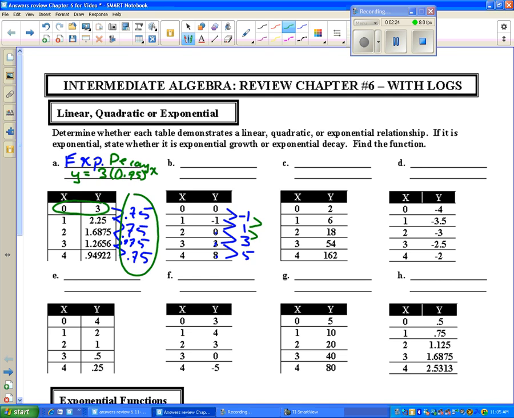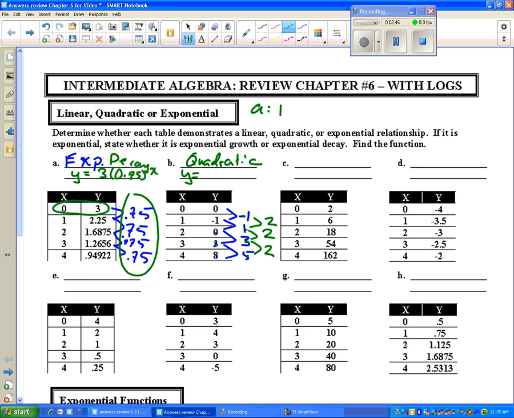Let's see if it's quadratic. 1 minus a negative 1 is 2. 3 minus 1 is 2. 5 minus 3 is 2. So this has to be quadratic. My a is half the second difference, so my a is 1.